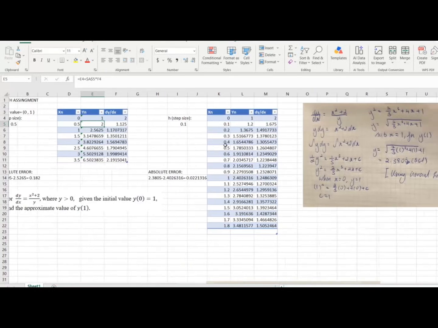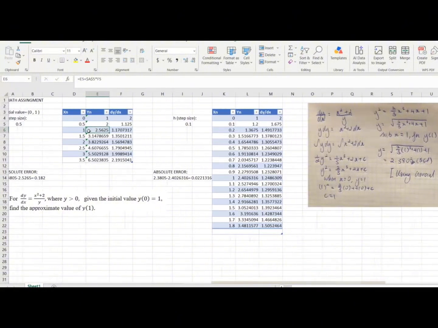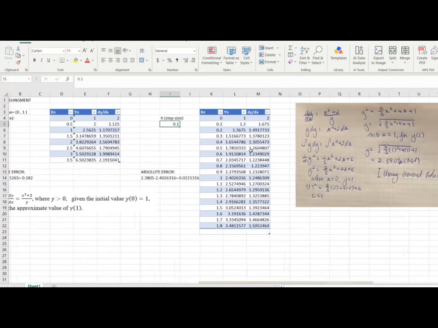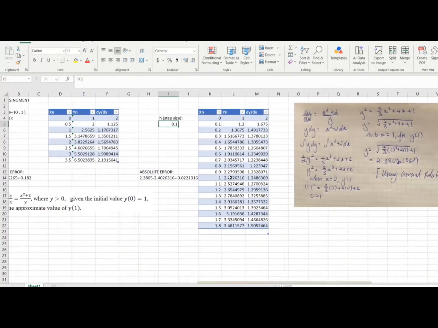At x equal to 1, our final Euler method approximation gives us a value of 2.5625. I've created another table with a smaller step size of 0.1 to see how different the values are, and the value for x equal to 1 is 2.4026.